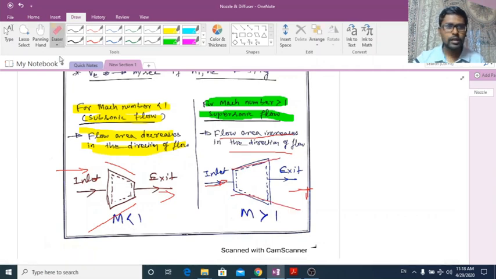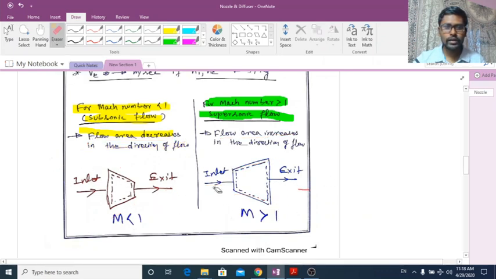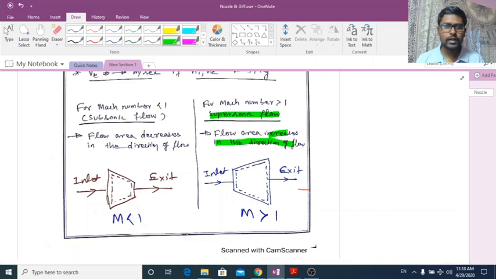So what happens is, if you are designing a nozzle for a subsonic flow, then the flow area should decrease in the direction of flow. If you are designing a nozzle for supersonic flow, the area should increase in the direction of flow. Be clear. Don't think that nozzle means area will always decrease in the direction of flow. It depends upon whether it is a subsonic flow or a supersonic flow. For subsonic flow, or Mach number less than 1, the nozzle area will decrease in the direction of flow. If it is supersonic flow, then the flow area will increase in the direction of flow.